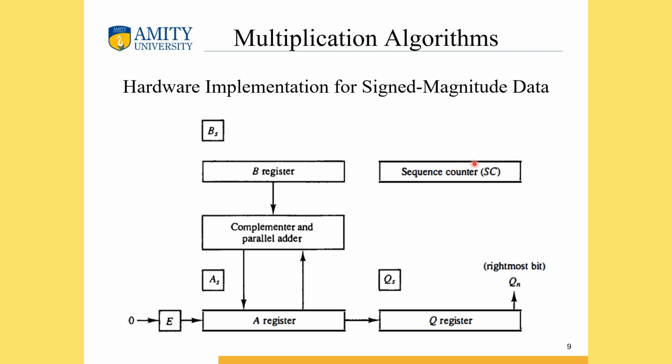There is a sequence counter, we have a Q register, and its rightmost bit is the Qn bit. We have A register and B register. This will store the values that will be multiplied. The complementary and parallel adder is there. We have E, which is for the carry bit, that is initially set to 0.